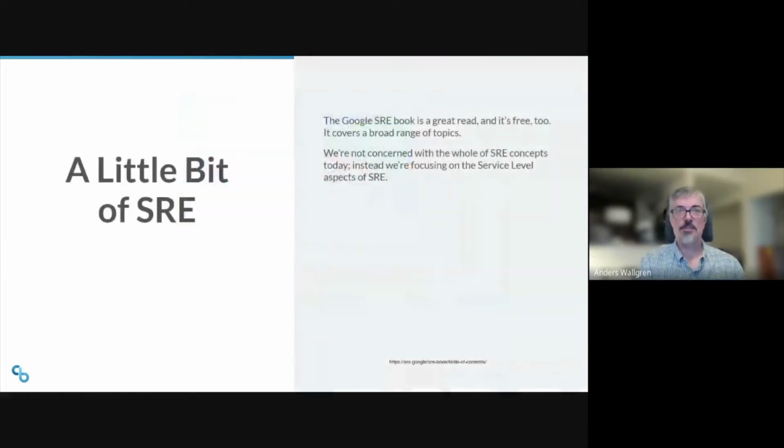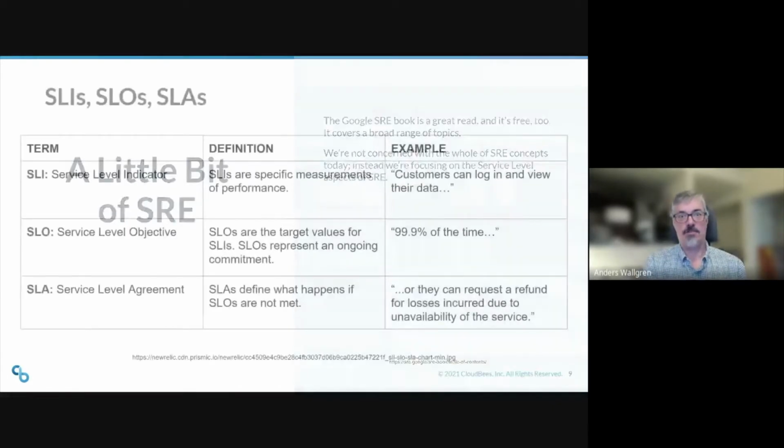Switching gears a little bit, I'm going to quickly talk about a very tiny subset of Google's SRE topic, site reliability engineering. The Google SRE book is a great read. It's free. It's available online. It covers a broad range of topics, and I'm really just going to focus on a very small part of this as it relates to my thinking around how to improve pipeline outcomes, and that's really the service level aspects of SRE.